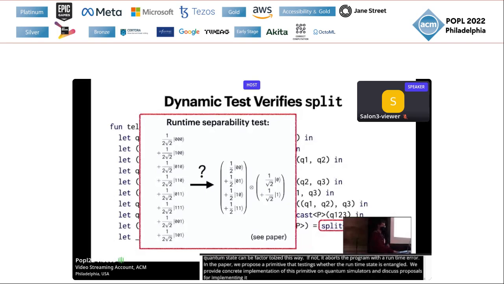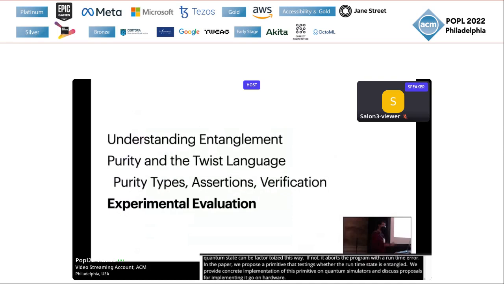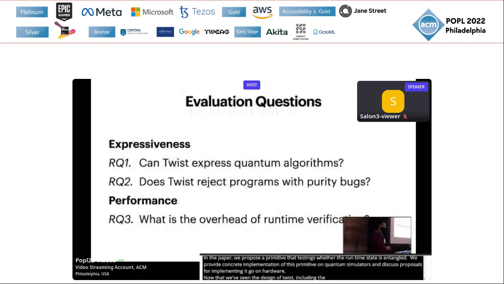Now that we've seen the design of Twist, including its purity types, assertions, and verification, let's discuss how it performs in practice. Three key questions about Twist in practice are about its expressiveness and performance. First, is Twist expressive enough such that we can write well-known quantum algorithms in it? Next, can we give programs meaningful purity specifications such that Twist will be able to detect bugs in their implementations that would violate these specifications? And third, what's the overhead of executing these runtime assertions in Twist?